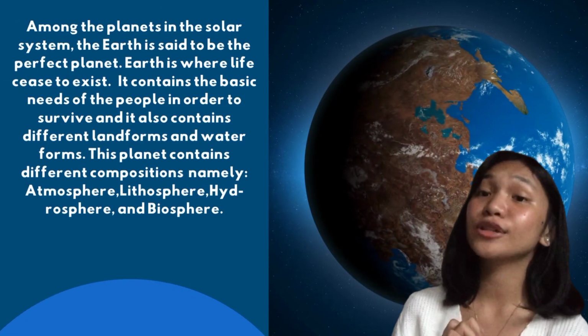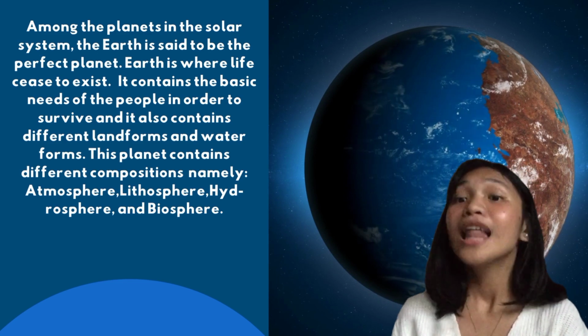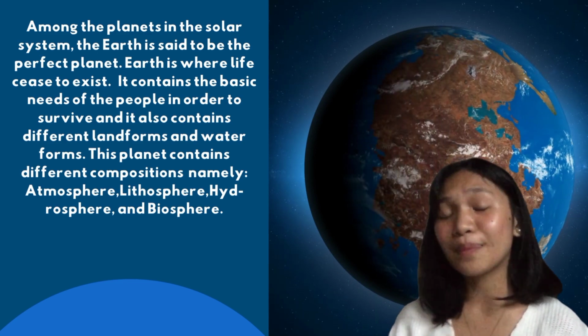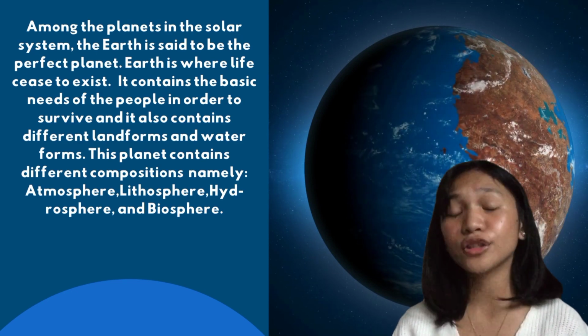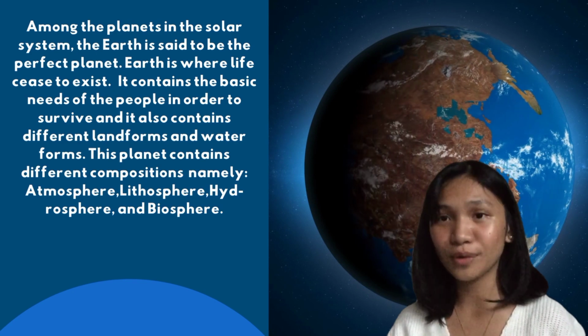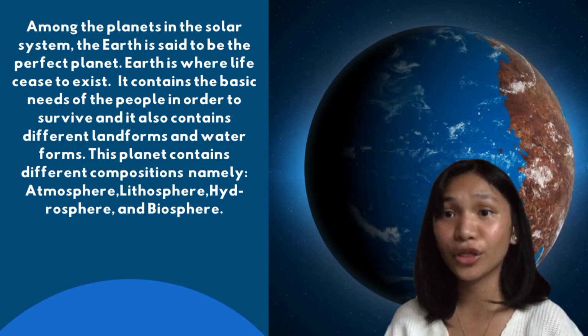Among the planets in the solar system, the earth is said to be the perfect planet. Earth is where life exists. It provides the basic needs of the people in order to survive, and it also contains water forms and land forms. In Earth, there are internal structures that make the Earth livable.